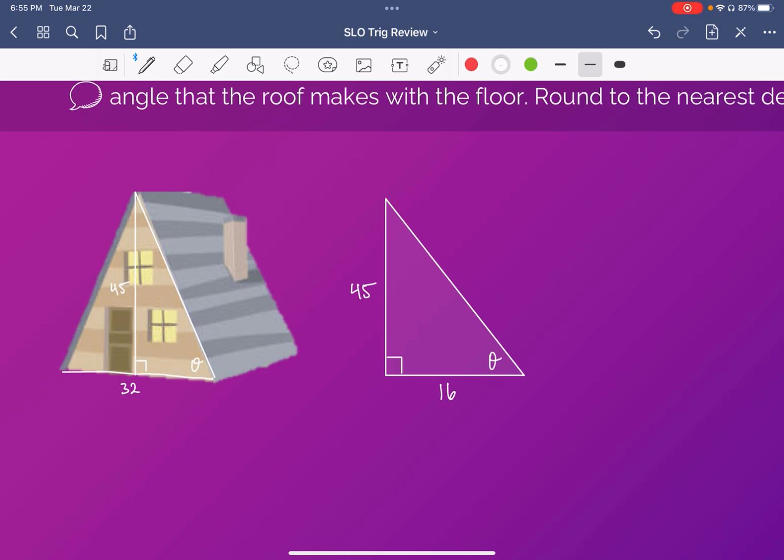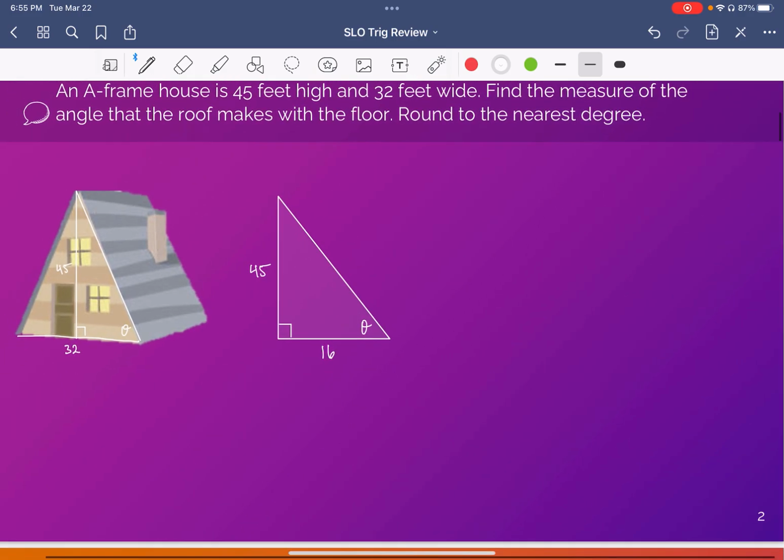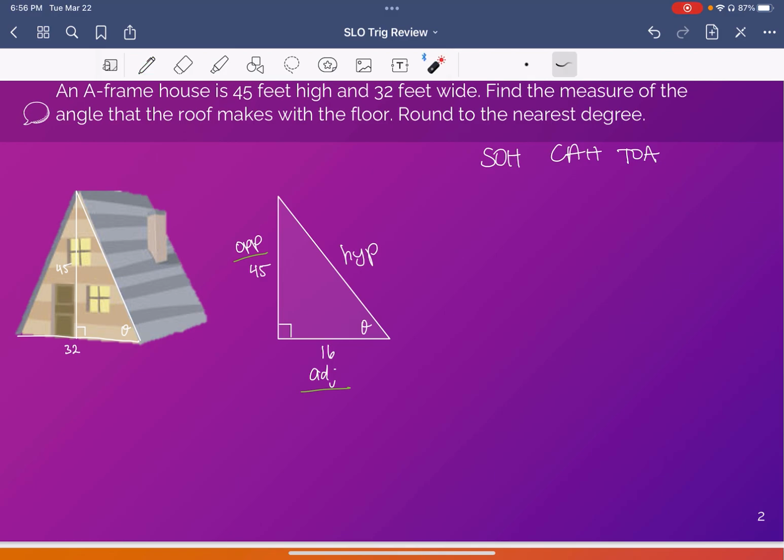For every right triangle, you're going to be using SOHCAHTOA. And remember, you always start by labeling your sides. So across from the 90 degrees is your hypotenuse. Across from the angle is the opposite leg, and next to the angle is the adjacent leg. Now notice that we have information on the opposite and the adjacent. So between all of our options here, the only one that's going to work is tangent.